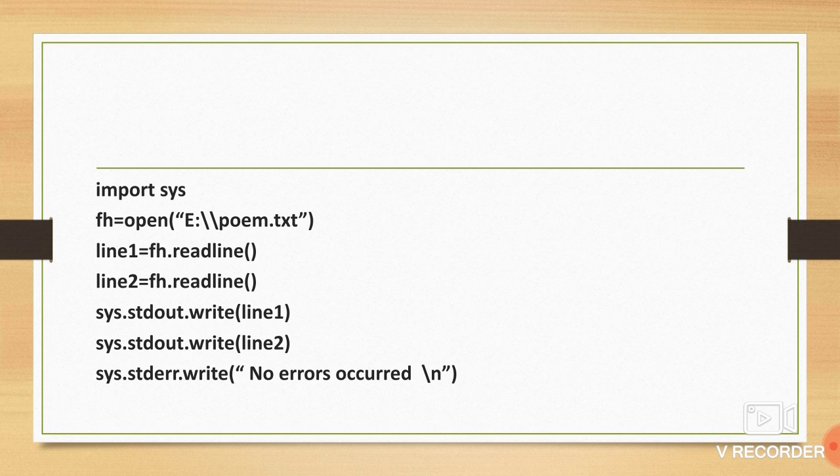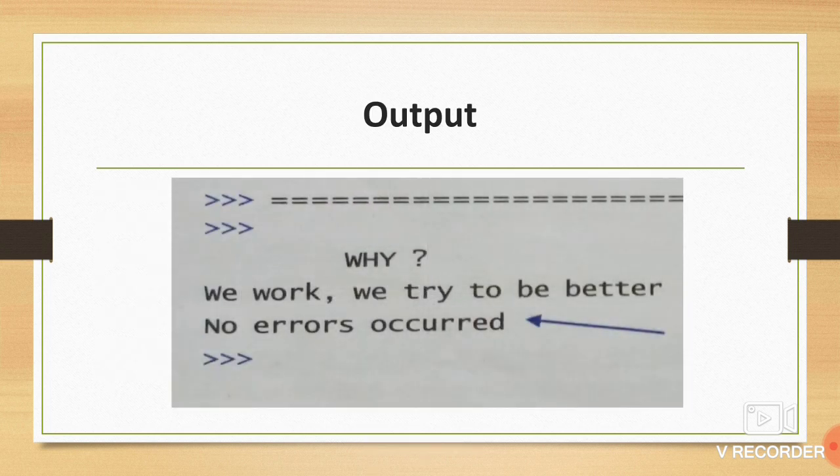Now we will see the output of this. It will display the first two lines of the poem.txt. So this is the output. Why? We work, we try to be better, no errors occurred.